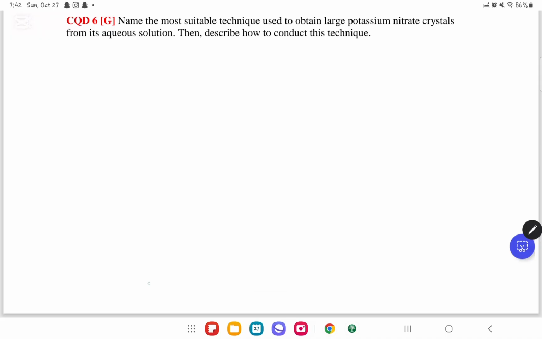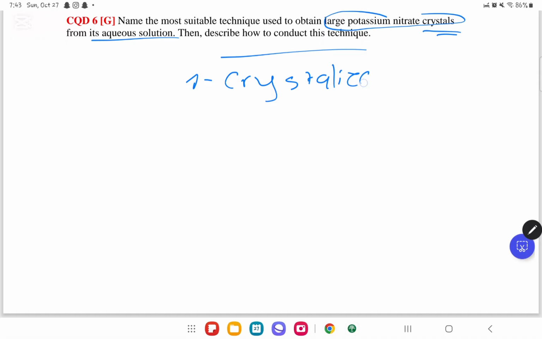They're telling us name the most suitable technique used to obtain large potassium nitrate crystals from its aqueous solution. Then they want us to describe how this technique is. They need crystals. Anytime they need crystals, it is crystallization. I apologize if my spelling is bad, okay, because my spelling is not the best. So I believe there's another L or something like this.